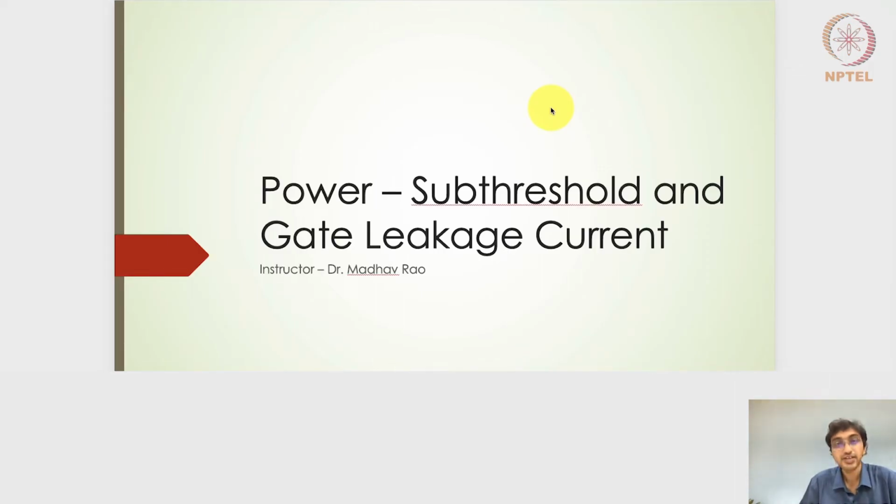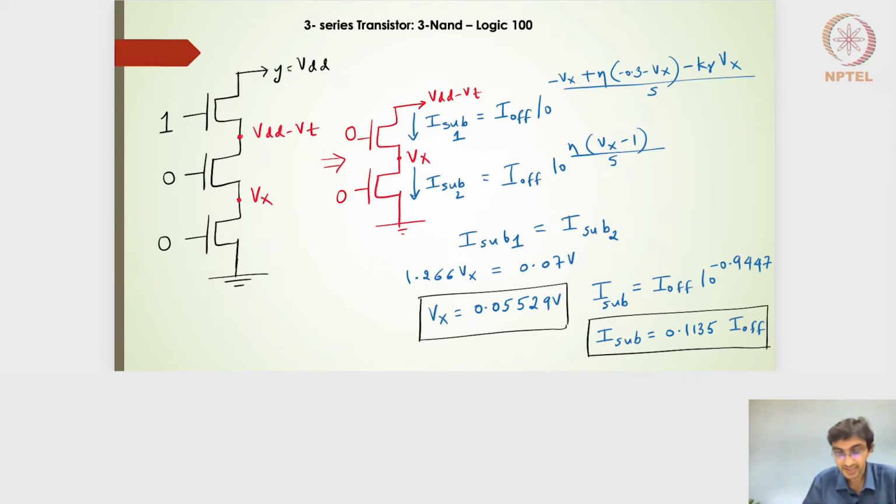Hello students, welcome to this lecture on the static power. In this particular lecture we will continue with the subthreshold leakage current and also subsequently look into the gate leakage current, and then try to analyze the subthreshold leakage power and the gate leakage power or the currents for a given circuit. Right, so let me pick up my pointer and proceed to the next slide.